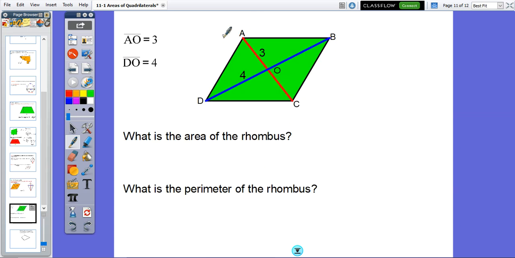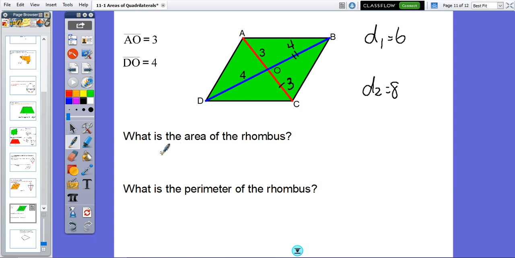Here we have a rhombus. AO is 3, DO is 4. We have to find the area. Remember, we need the entire diagonals, diagonal 1 and diagonal 2. Like we said earlier, if this is 3, this part over here is also 3. And if this is 4, this part over here is also 4. So that means the entire diagonal is 6, and this entire diagonal is 8.